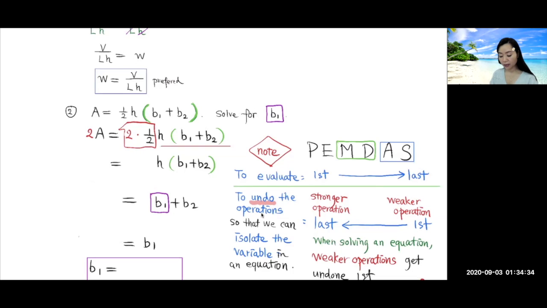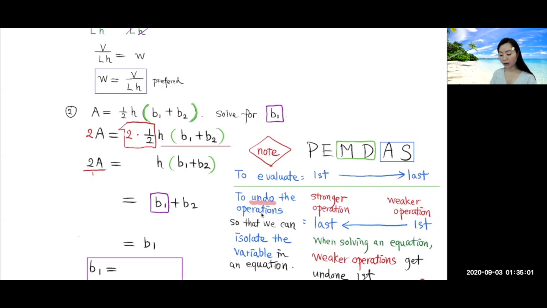Now, by doing this, this becomes 1. So we have h times this on the right side of the equation. On this side, we'll have 2A. Now after this, remember, we're trying to isolate this B1. So over here, we have multiplication, and here we have a parenthesis.